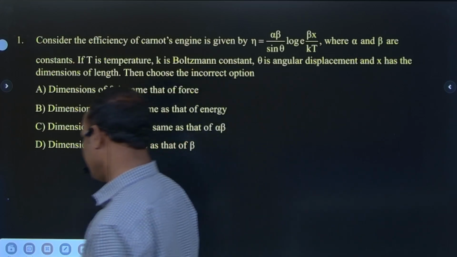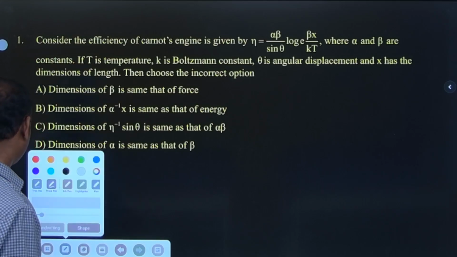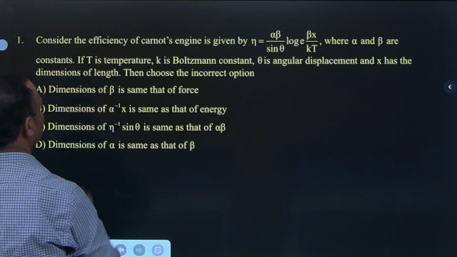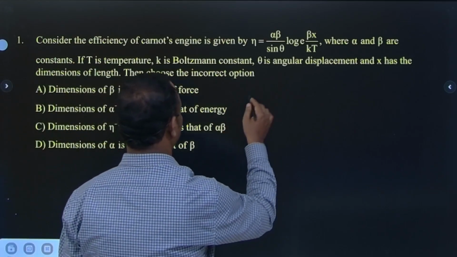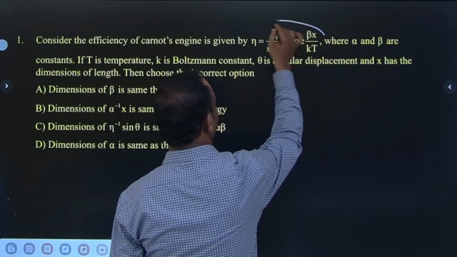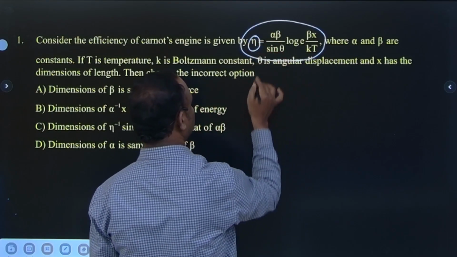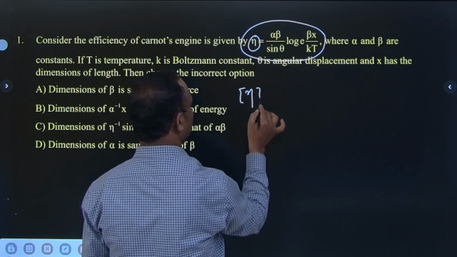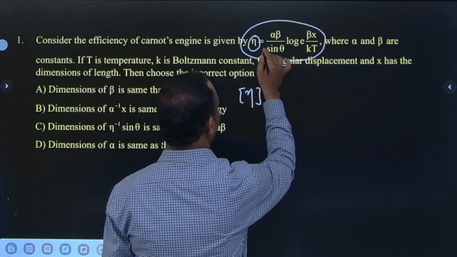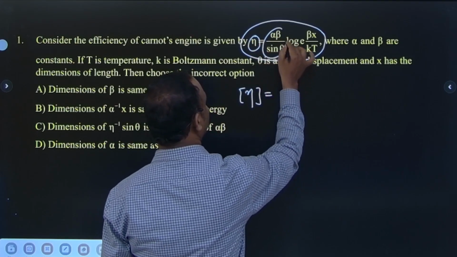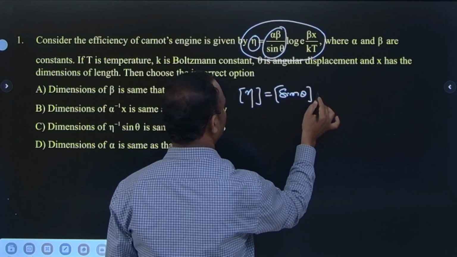So the first question I am discussing now is based on units and measurements. The first one is: consider the efficiency of a Carnot engine. Efficiency of a Carnot engine is given by this expression. From this we should know that the efficiency has a dimensional formula of constant, no dimensions. And this also has no dimension formula. The dimension formula of sine theta is also constant.